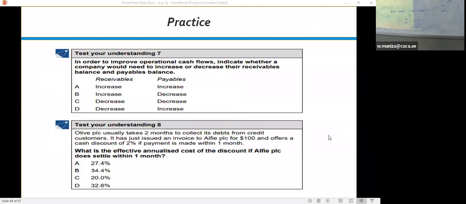In chapter 13, we have these questions in detail. Yes, foreign currency is there in our syllabus. In cost of capital and everything, we are going to discuss it. So practice questions are there.